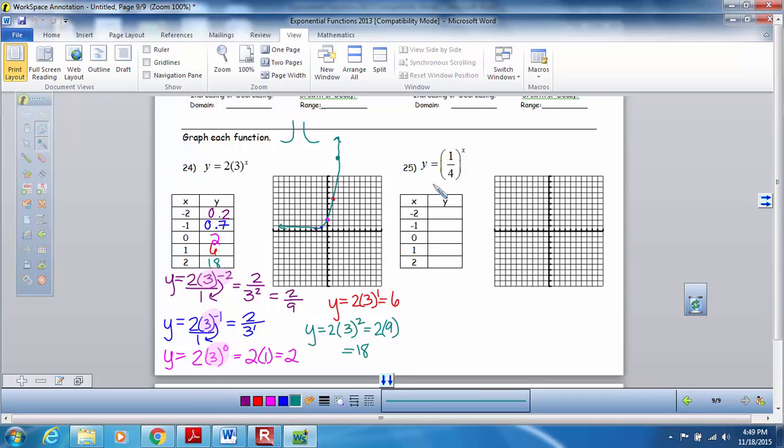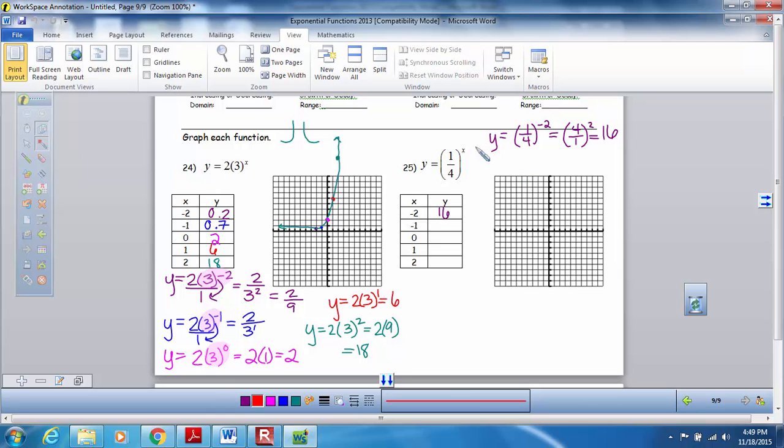Okay? So let's look at 25 as well. So starting with 25, we want to plug in -2. So let's do y equals 1/4 raised to the -2. Now remember, to get rid of this negative, since it's already in a fraction, we just flip that fraction. So it would end up being 4/1 squared. So I know 1 squared is just 1, 4 squared is 16. So I can plug in 16 here, because 16/1 is just 16.